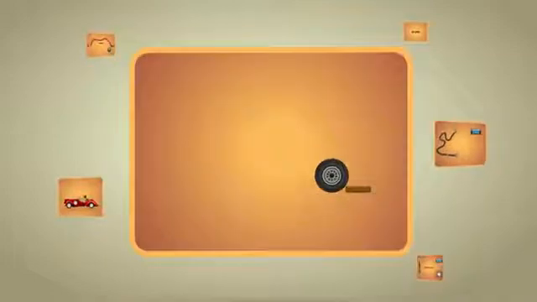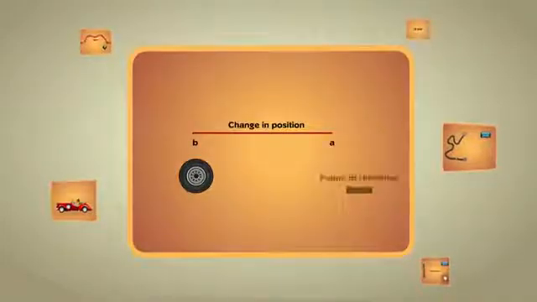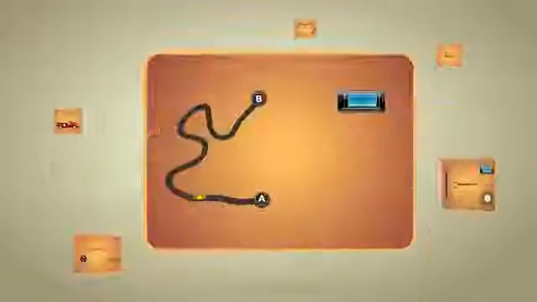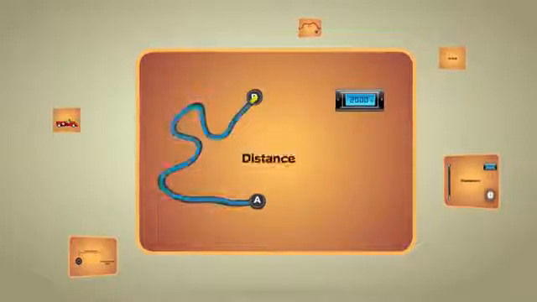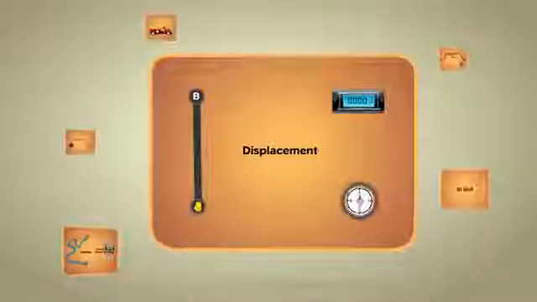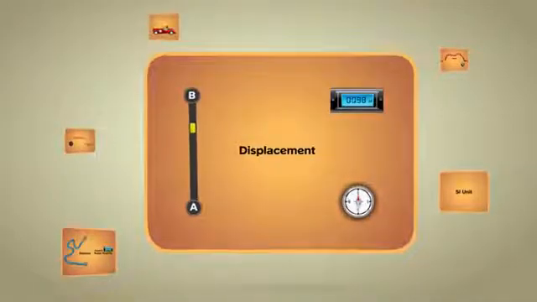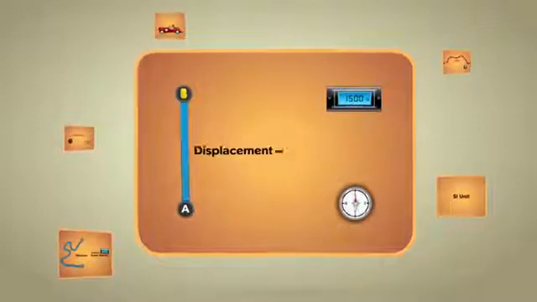Things to remember. Motion is the change in position of an object with respect to a frame of reference. The length of the path travelled by a moving object is called distance. Distance is a scalar quantity. Displacement is the distance travelled by an object with a certain magnitude. Displacement is a vector quantity.